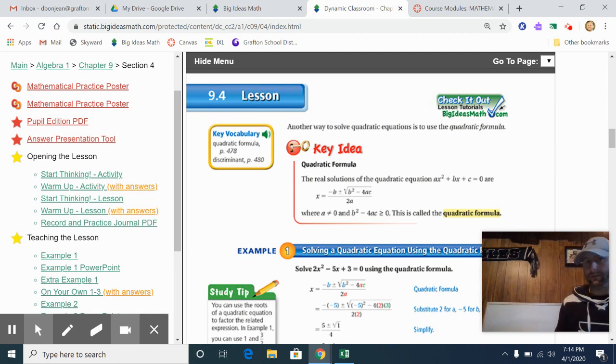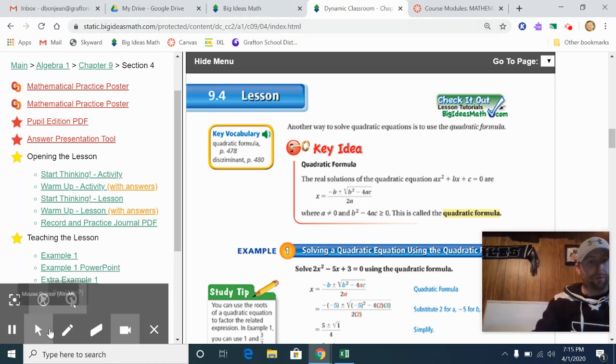You guys basically wrapped up 9.3 yesterday. You did really good with completing the square. I told you the day before that we're not really going to worry about solving quadratic equations using completing the square, because what I'm going to show you today is probably the best and surefire way to solve any quadratic equation, no matter what numbers we have in that equation or what form it's in. All right, so we start to look at 9.4 here.